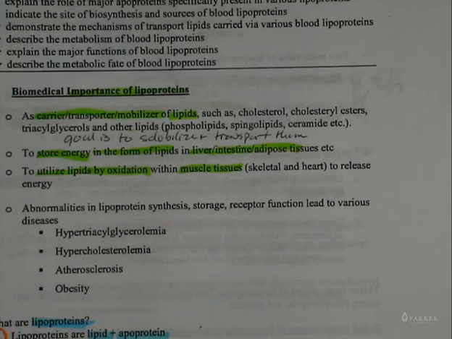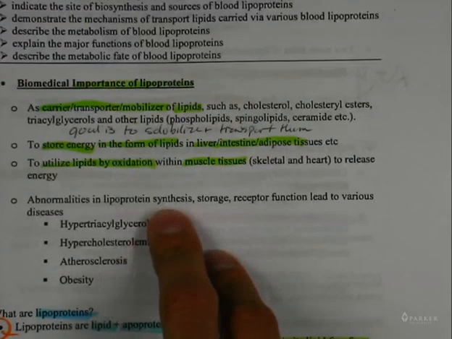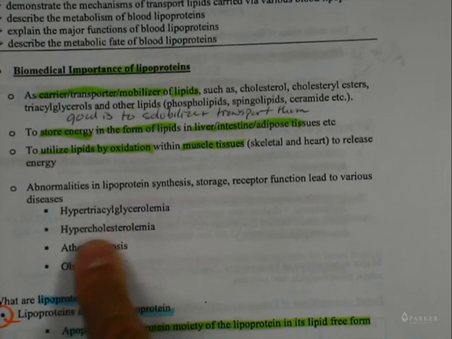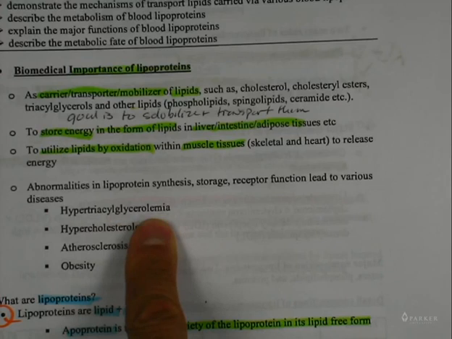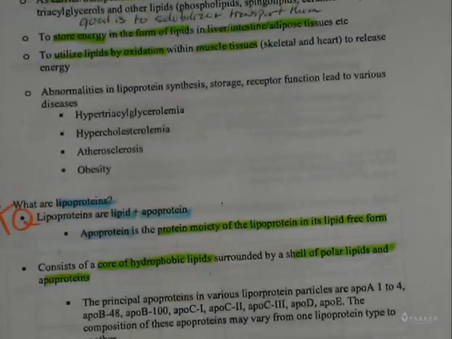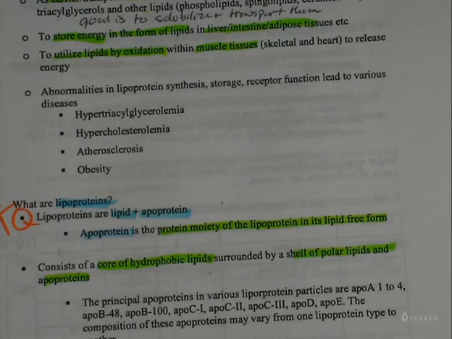So down here at the bottom, abnormalities in lipoprotein synthesis can give you triacylglycerolemia very easily, high triacylglycerols in the blood. Hyperlipidemia, hypercholesterolemia, high cholesterol in the blood, atherosclerosis, and of course, obesity. So again, it can cause too much cholesterol in the blood, too much triglycerides in the blood, because that's what it carries. It can cause atherosclerosis, which I'll go through the mechanism with you guys later. And it can cause obesity, because what does it do? It stores it in adipose tissue. If you make too much fat, if you store too much fat, you get fat. That's all it's saying.